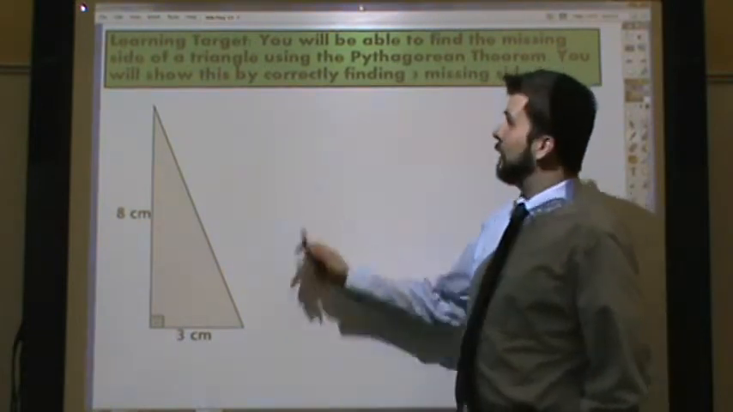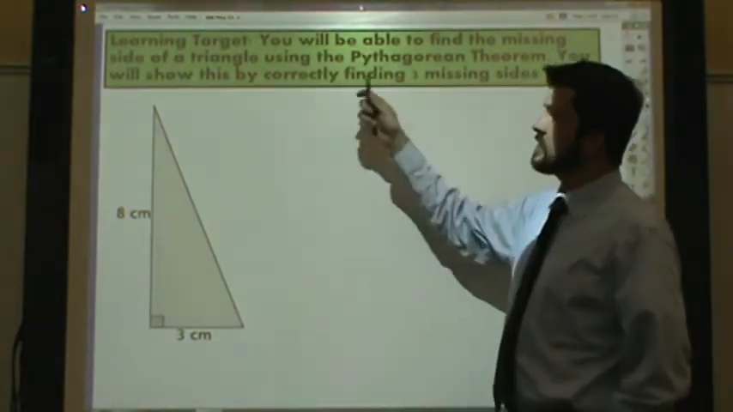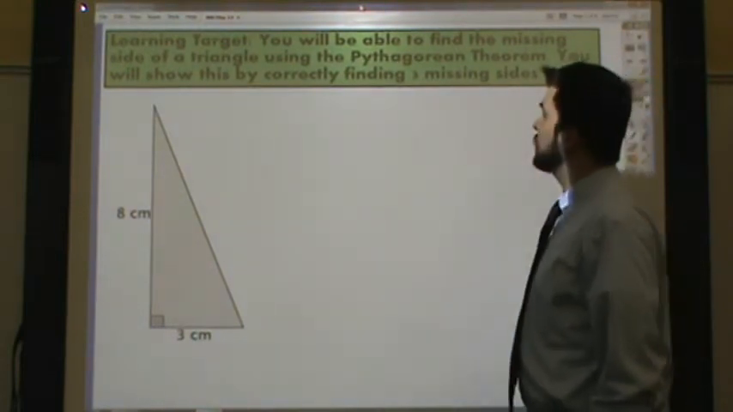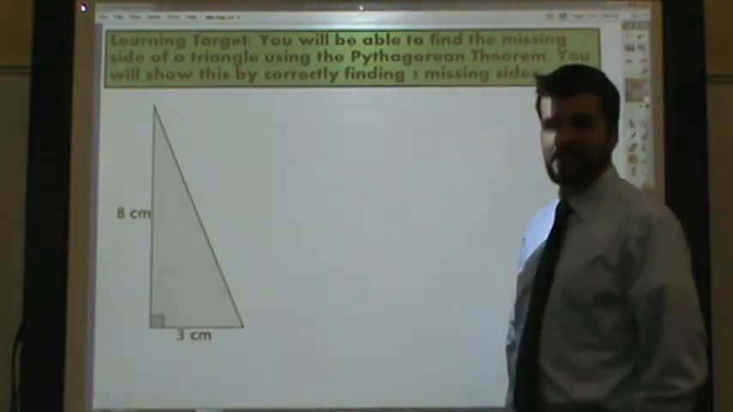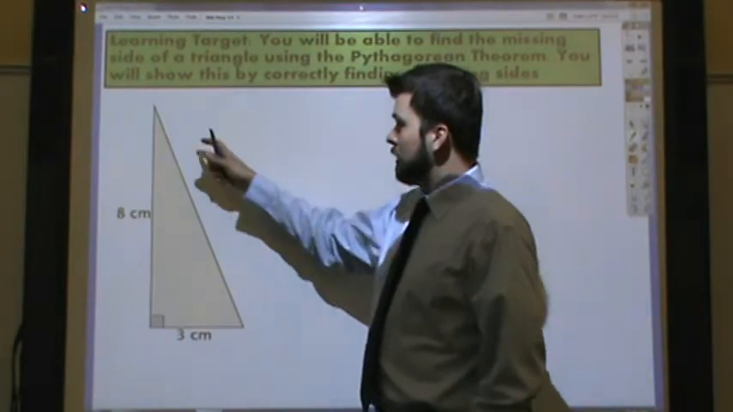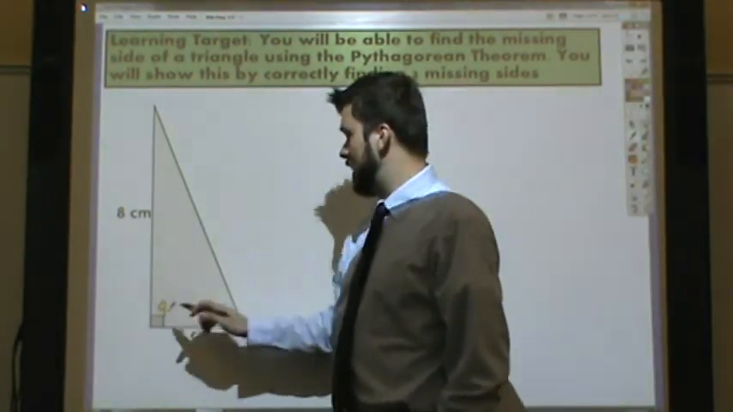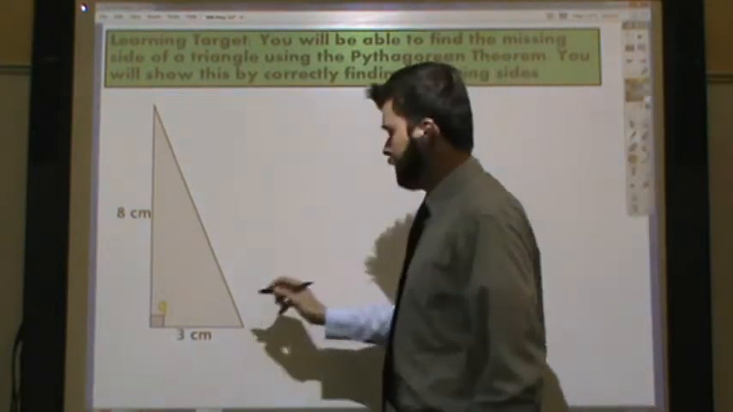Today's learning target: you will be able to find the missing side of a triangle using the Pythagorean Theorem, and you're going to demonstrate this to me by correctly finding three missing sides. As we look at the triangle, we know it's a right triangle because it's got that square in the corner. That tells us that this is a 90-degree angle down here.